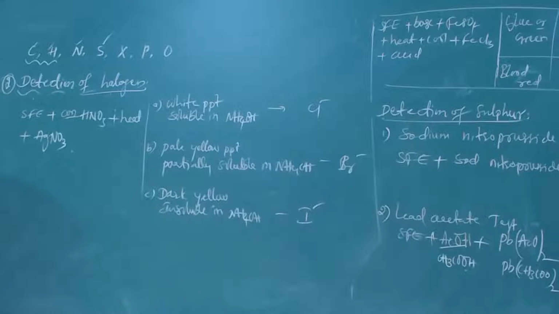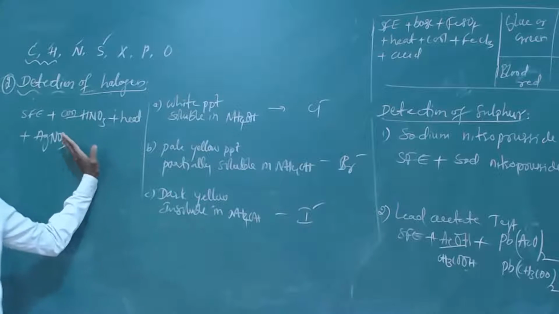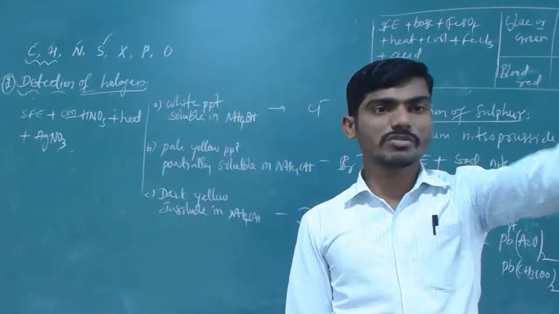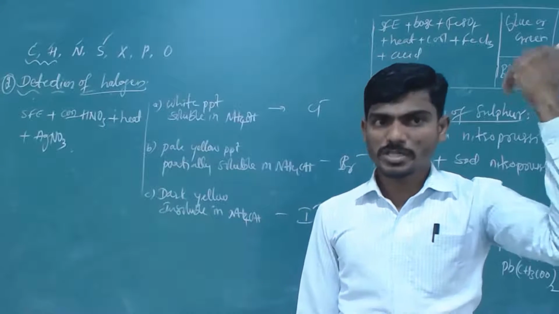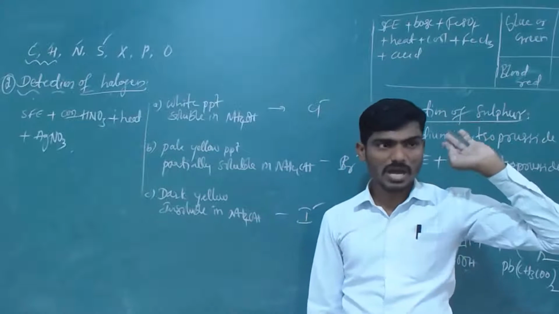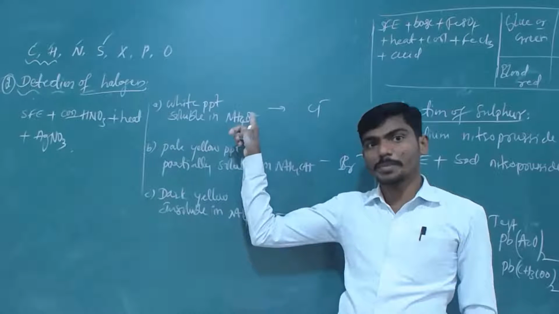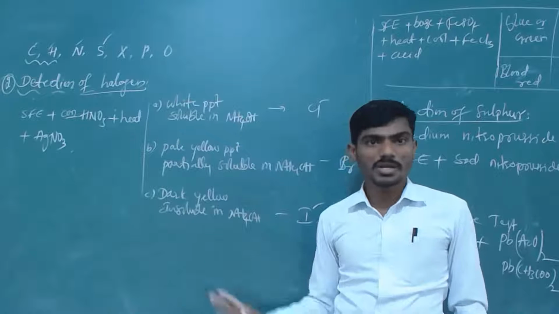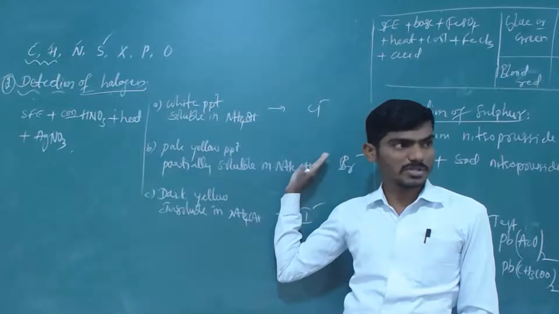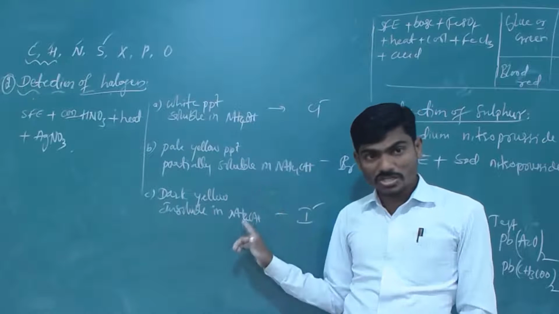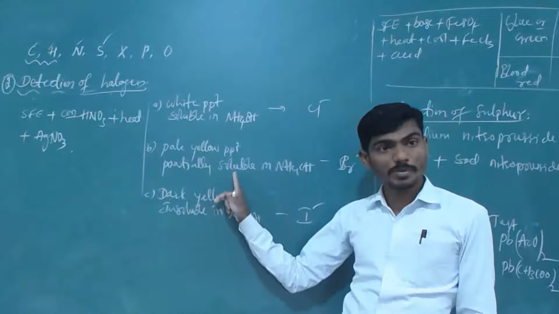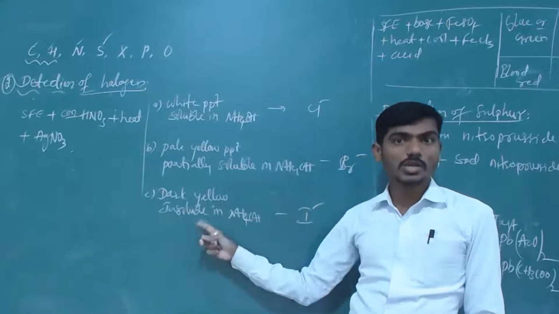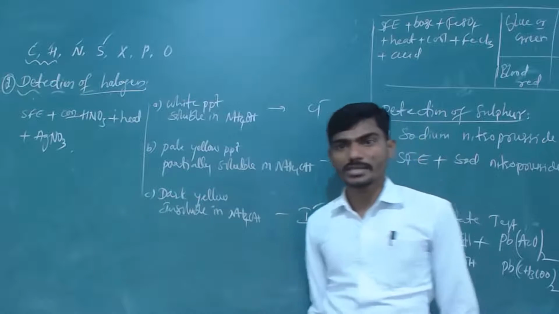Simple experiments. The solution, that is the sodium fusion extract, plus silver nitrate. Immediately check the observations. What are you getting? White precipitate, yellow precipitate, or dark yellow. If white precipitate, add ammonium hydroxide. If it is soluble, chloride is present. If pale yellow and partially soluble, bromide is present. Dark yellow insoluble, iodide is present.